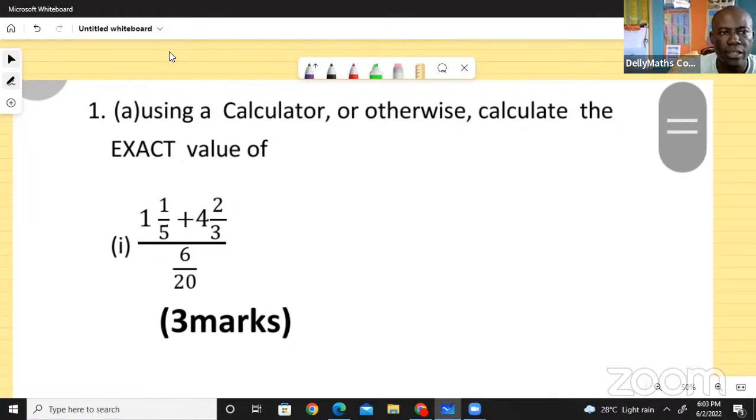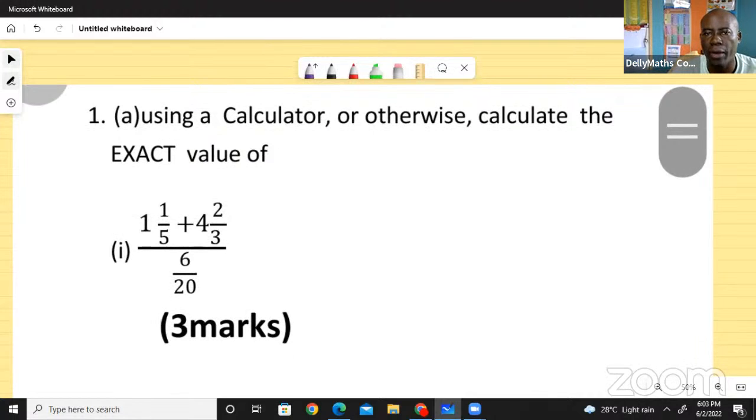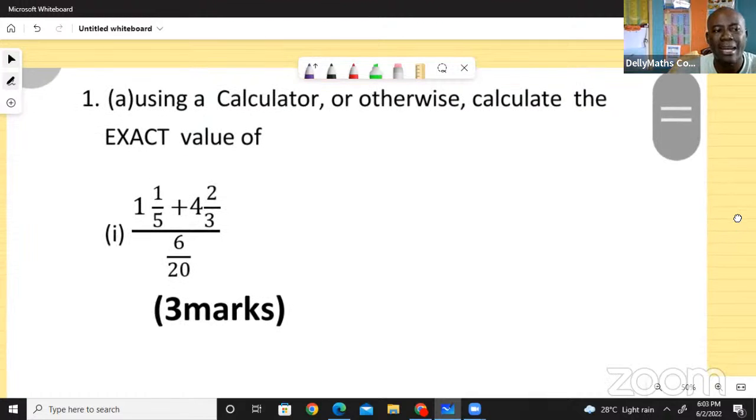So here it is. The first question says that using a calculator or otherwise, we want to calculate the exact value of 1 1/5 plus 4 2/3 divided by 6/20. Now, what we're about to do is this. What I want you to do is to focus on the top and you focus on the bottom part.